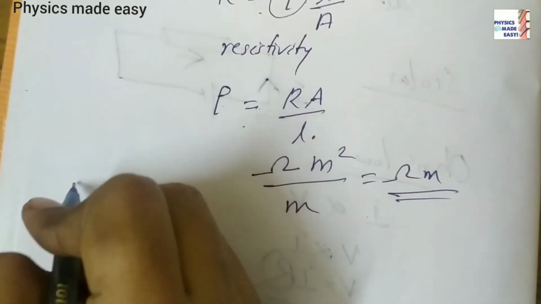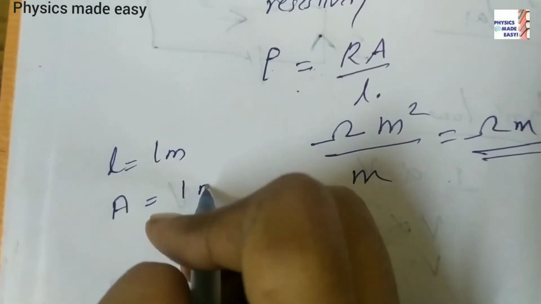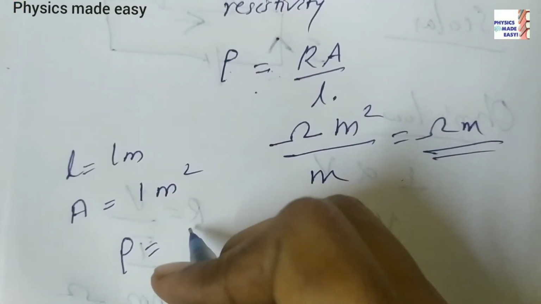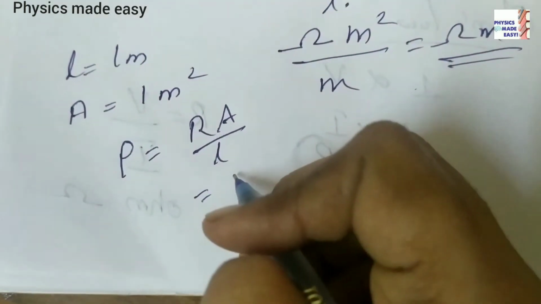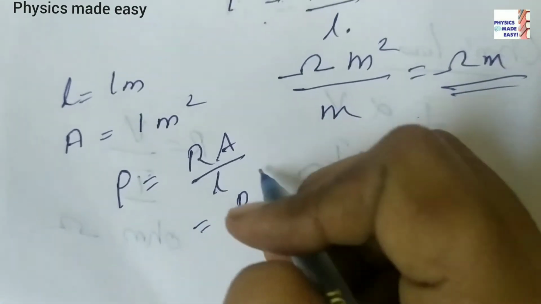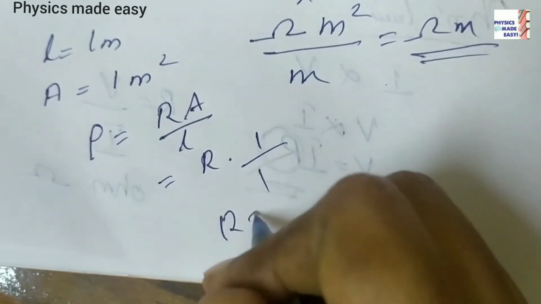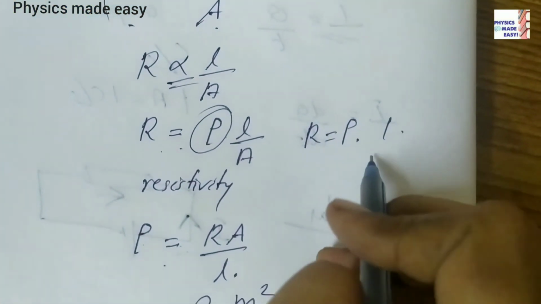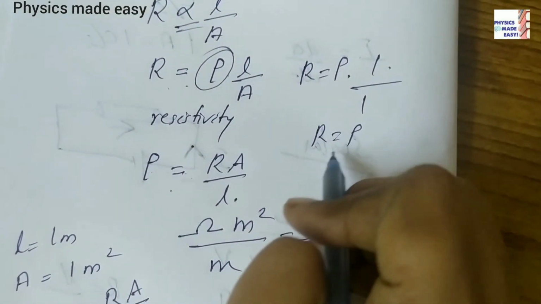Here we can take L equal to 1 meter and area equal to 1 meter square. Here we know rho is equal to R into A by L. In this we can substitute A as 1 meter square divided by 1. So in the equation R is equal to rho L by A, if you put L equal to 1 meter and area equal to 1 meter square, you will get R is equal to rho.